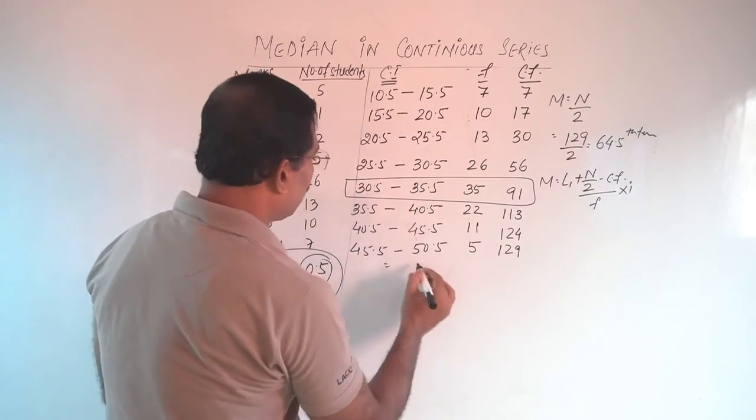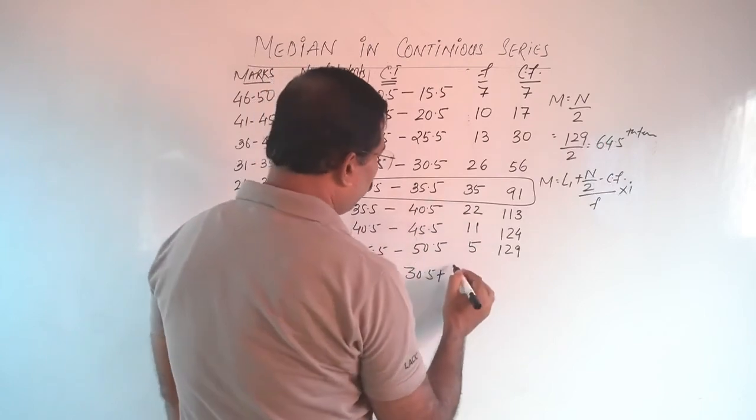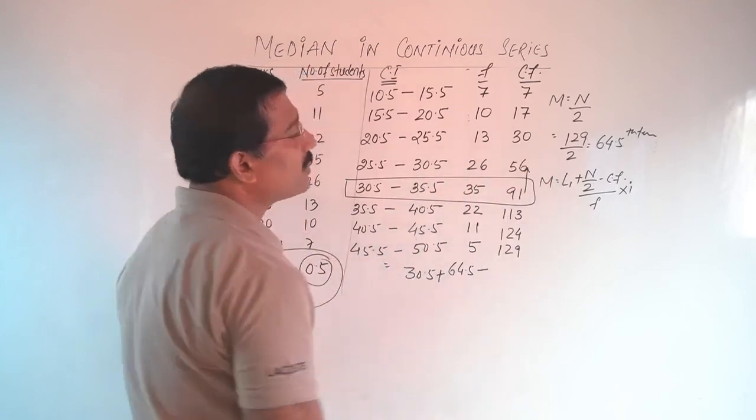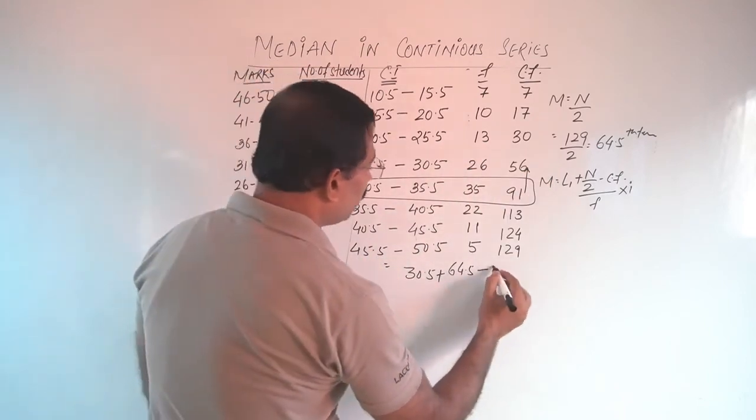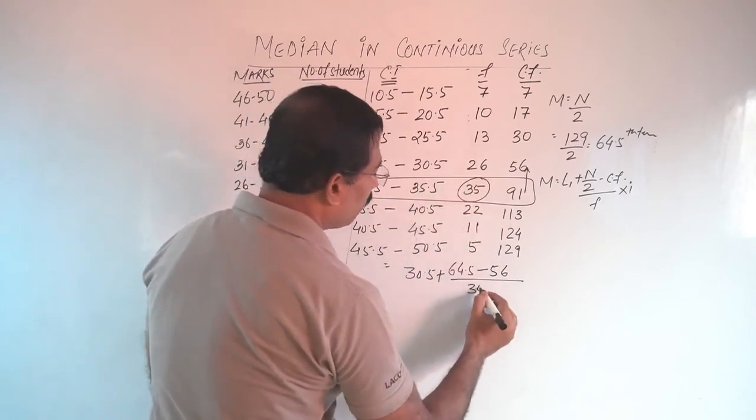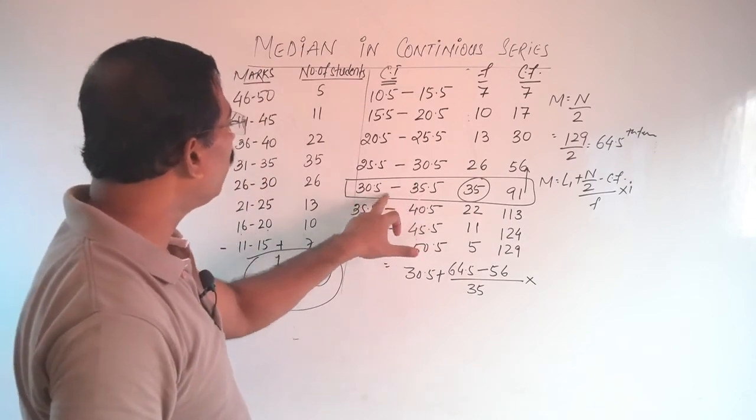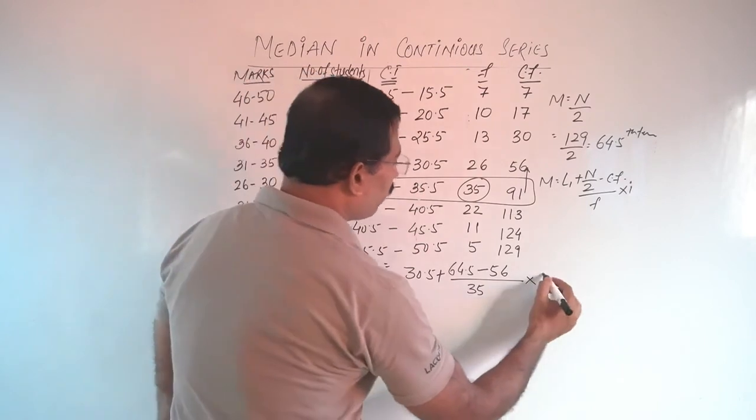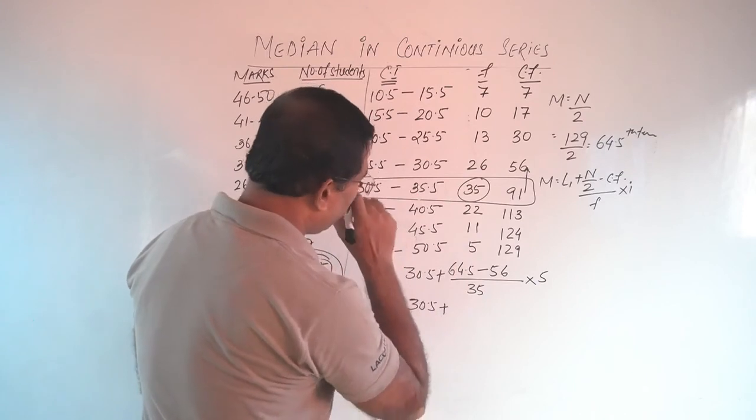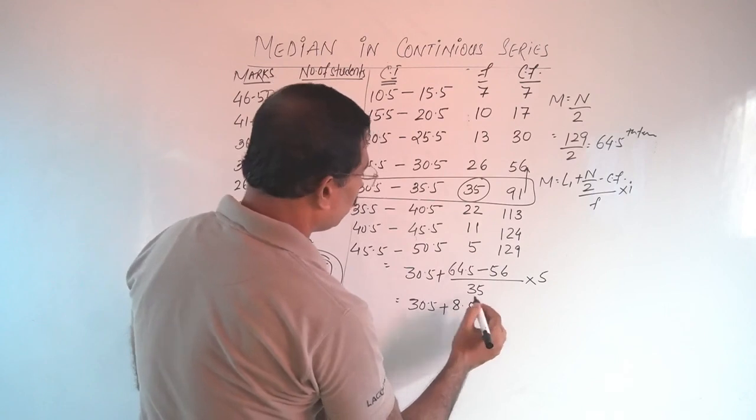Okay, put the values. L1 is what? That is 30.5 plus N by 2. This is 64.5 minus CF. CF is the preceding cumulative frequency, that is 56, upon frequency 35 into i. i refers to what? The difference of this. So the difference of 35.5 is what? This is 5. Now solve the question. 30.5 plus 64.5 minus 56 will be 8.5.